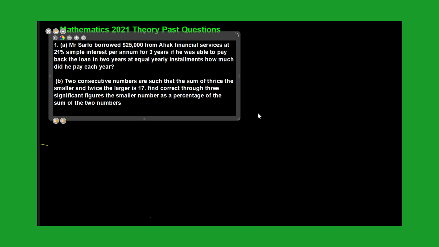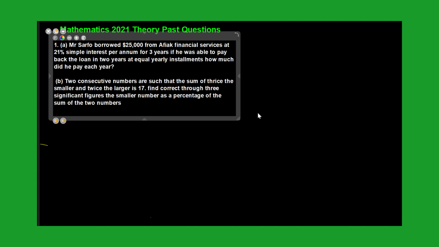Hello everyone, we are going to commence solving this past question, Mathematics 2021 theory. The question is: Mr. Safo borrowed 25,000 from Afia Financial Service at 21% simple interest per annum for 3 years. If he was able to pay back the loan in 2 years at equal yearly installments, how much did he pay each year? Okay, this is how we're going to solve this kind of question.